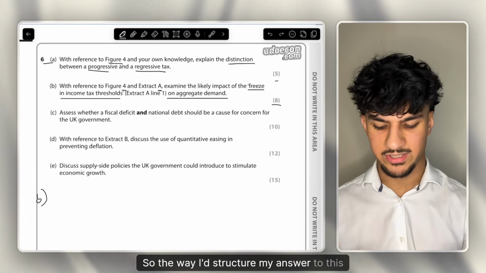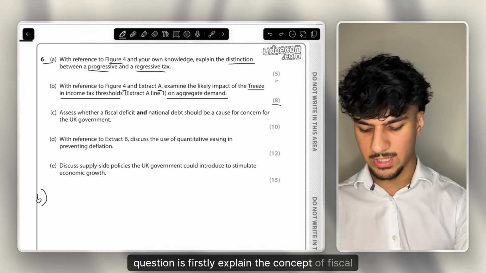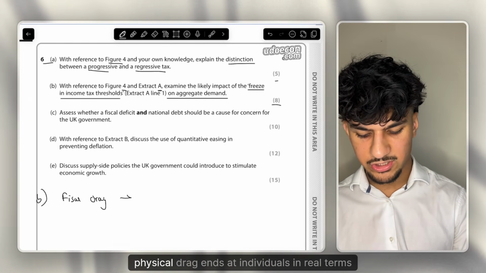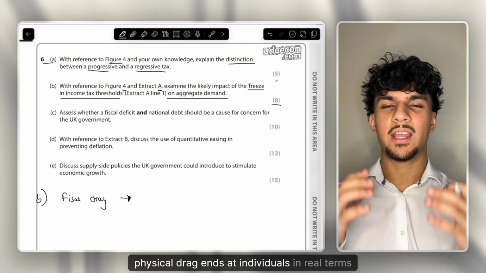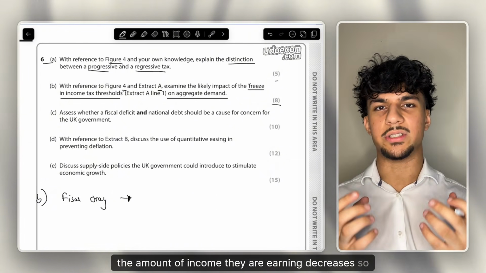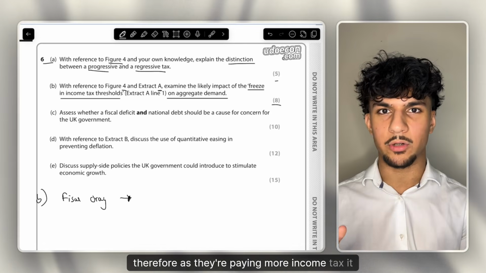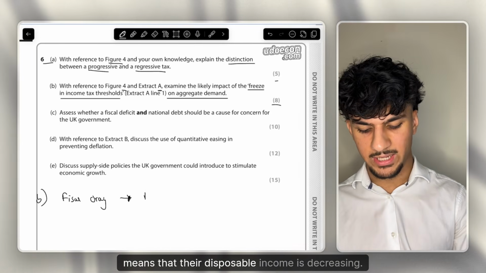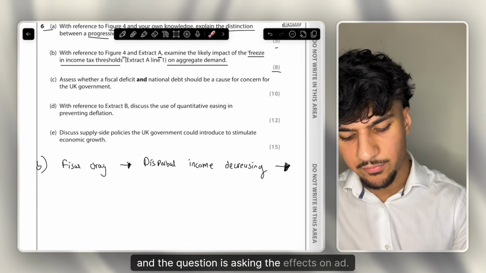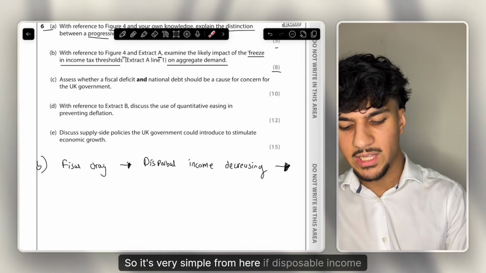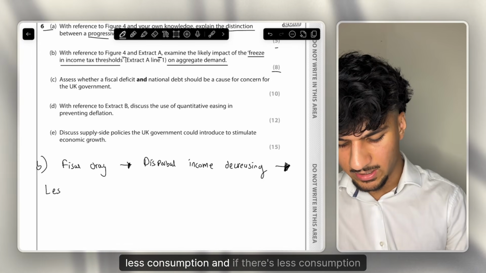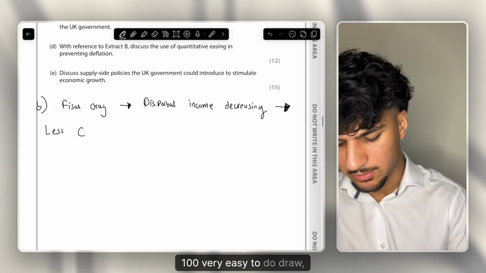The way I'd structure my answer to this question is firstly, explain the concept of fiscal drag. Fiscal drag means that in real terms, the amount of income individuals are earning decreases. So as they're paying more income tax, their disposable income is decreasing. The question is asking about the effects on AD, so it's very simple from here. If disposable income is decreasing, that is going to lead to less consumption.